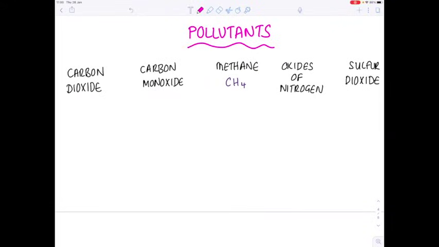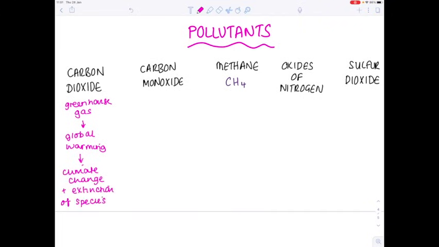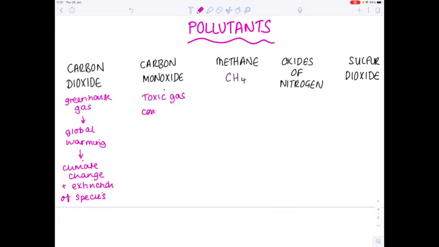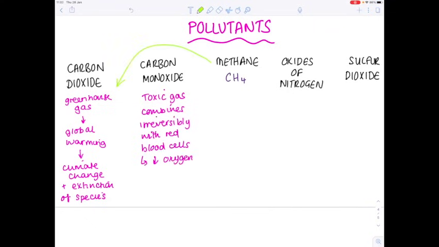Now we need to look at the adverse effect that they actually have. So carbon dioxide, again, you may have studied this in either biology or geography. It's a greenhouse gas, which in larger amounts can cause global warming. And we know that that leads to massive amounts of climate change and extinction of species. Carbon monoxide is a toxic gas. Why? Because it combines irreversibly with red blood cells in the blood and therefore lowers the oxygen carrying capacity of the blood.